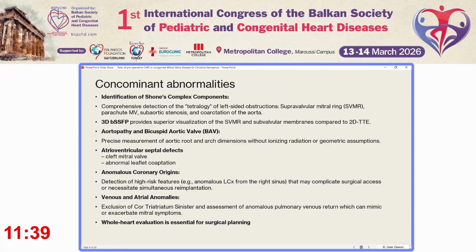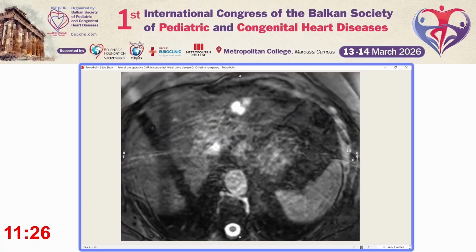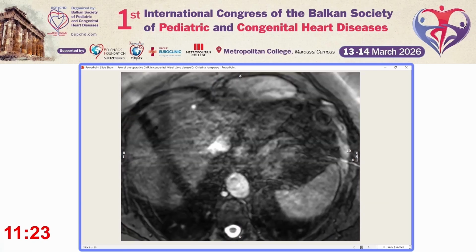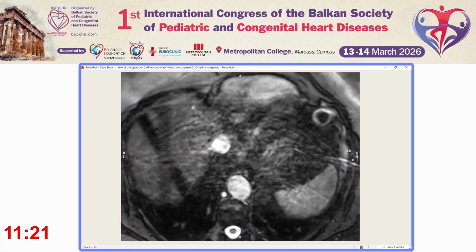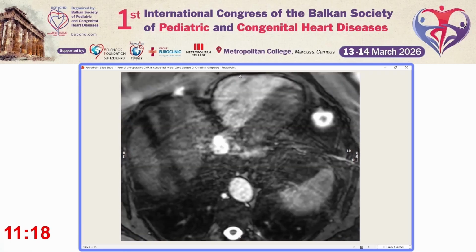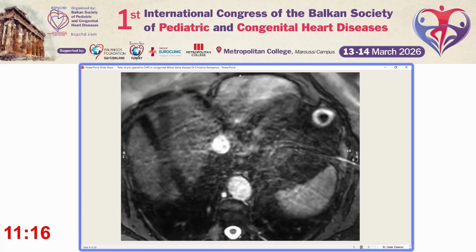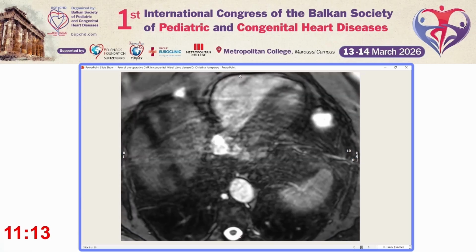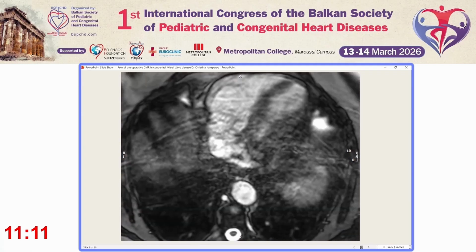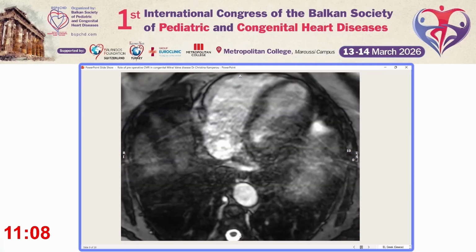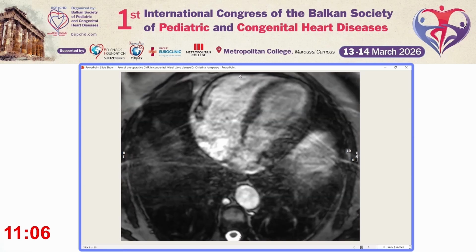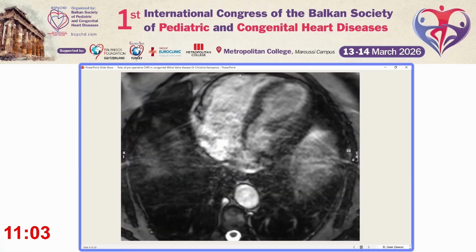Beyond evaluating the mitral valve itself, CMR is also extremely valuable for the comprehensive assessment of associated congenital abnormalities, which are frequently present in these patients. For example, it allows identification of different components of the Shone complex, and AV canal defects. The most valuable sequence in this perspective is the 3D bSSFP sequence, which is particularly useful in visualizing supravalvular mitral rings and subvalvular membranes, often more clearly than conventional echocardiography.